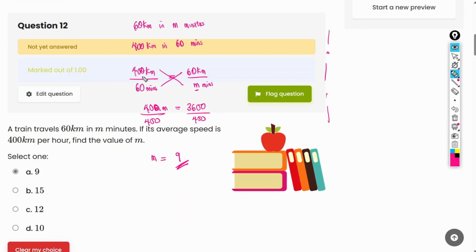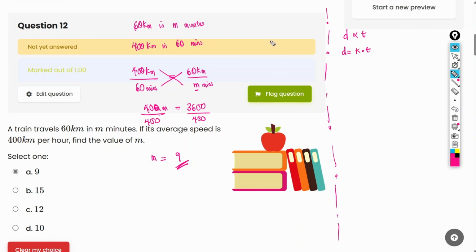So I did 400 kilometers by m minutes must equal 60 by 60 kilometers. Now you could choose to go, like we did in the question before this one, and set up a relationship for direct proportions. I could say D is proportional to T, and then say D is equal to K times T.